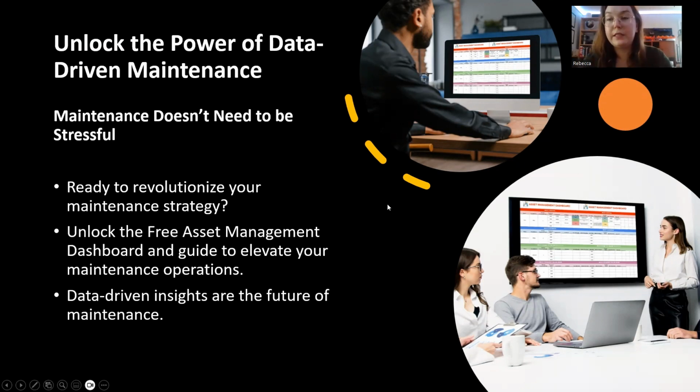Again, our priority here is that maintenance does not need to be stressful. Unlock the power of data-driven maintenance. Using data to drive your maintenance strategy and drive your maintenance operations is going to be the easiest way to take stress out of your maintenance processes. If you're ready to move forward with changing the way that you approach maintenance, go ahead and unlock the dashboard and the guide and elevate your operations with our strategy.